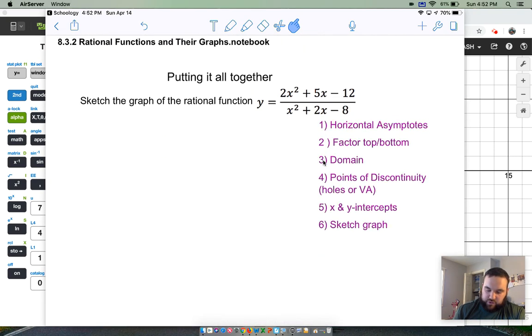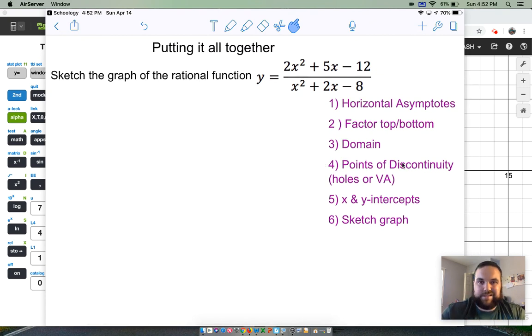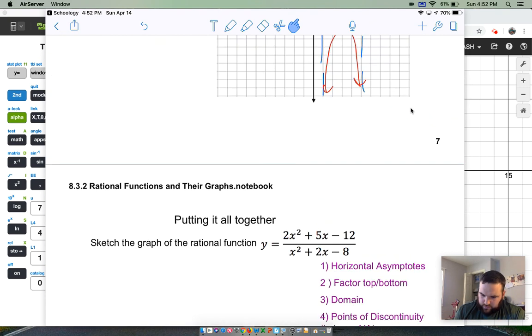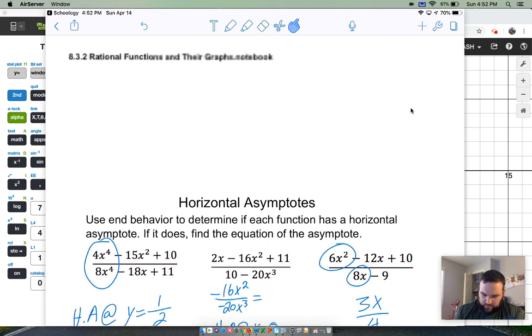If you want to give this one a shot, go ahead. I think this is the warm-up problem. Let's go back and look. Which will make everything a lot easier.